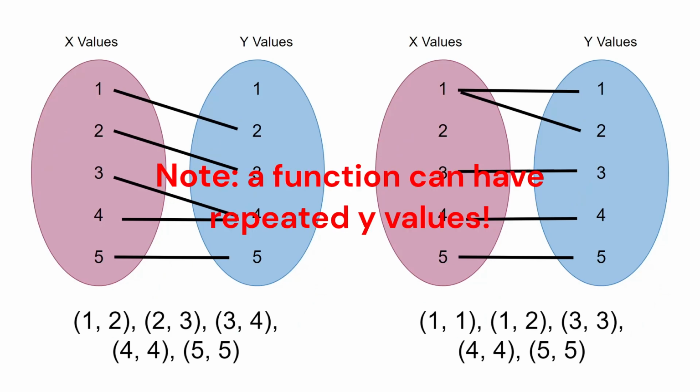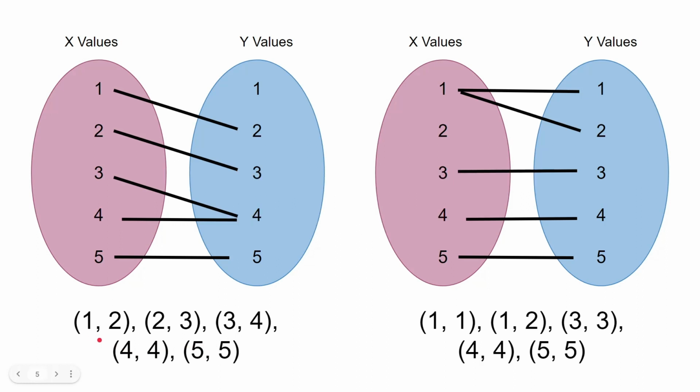And to further explain this, I wrote out each of the ordered pairs. Now, when looking at ordered pairs, you want to make sure that each point has one unique x value. So this one has 1, 2, 3, 4, 5. And if we come over here, we see that there are two ordered pairs that start with x equals 1, which deems this as not a function.